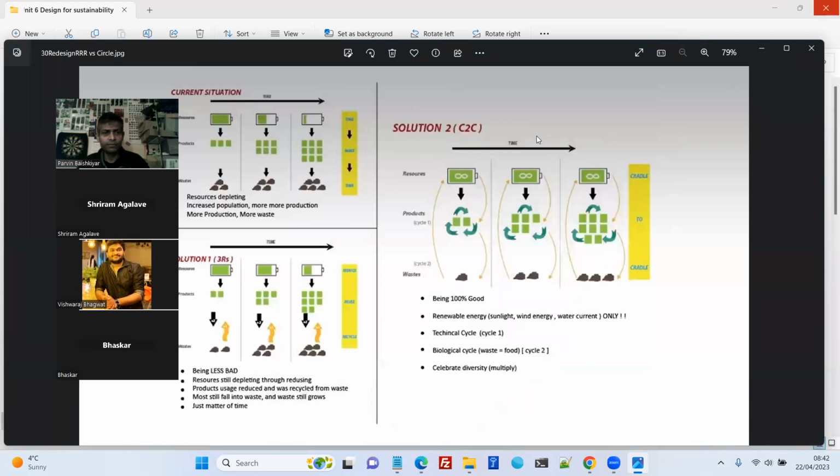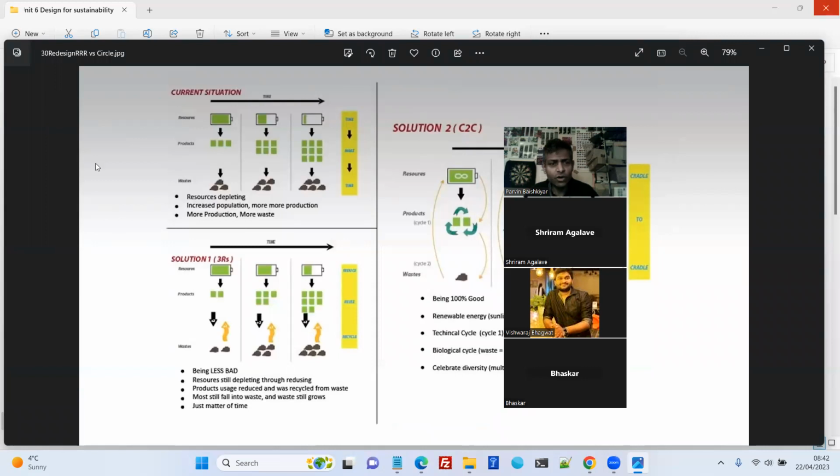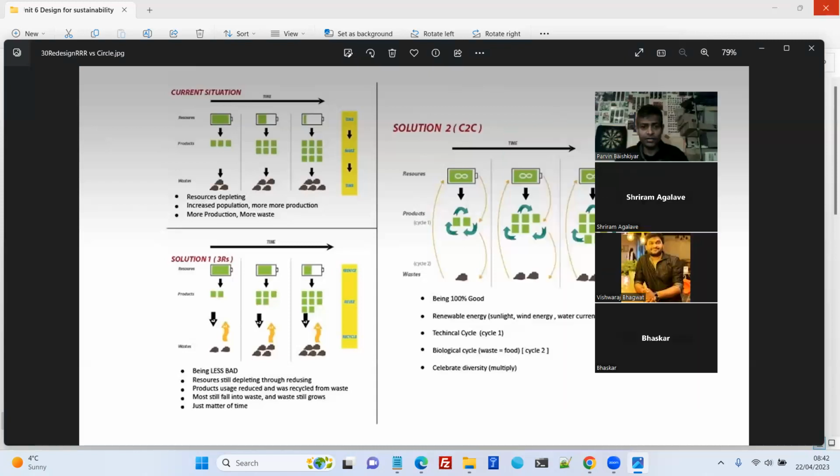In the current situation, we have resource depletion, increased population, more production, more waste. Reduce, reuse, recycle is kind of being less bad. Reuse is being less bad, not zero, not sustainable, right? Resources are still depleting, though production uses reduce and waste is recycled. This is what people are doing these days, some of the R's and some of the reduce. This is mostly what we are doing, but we have to go towards solution C.